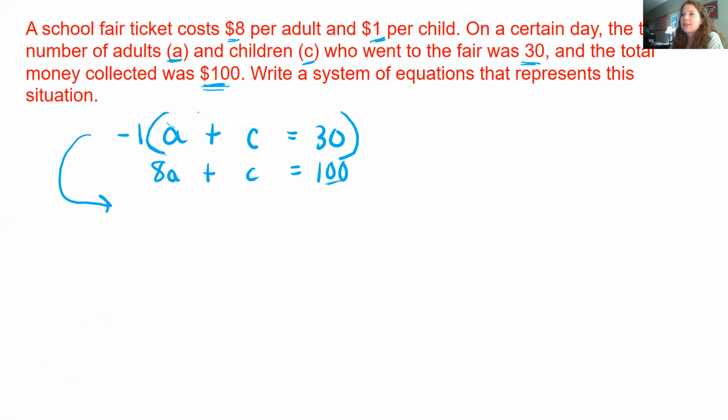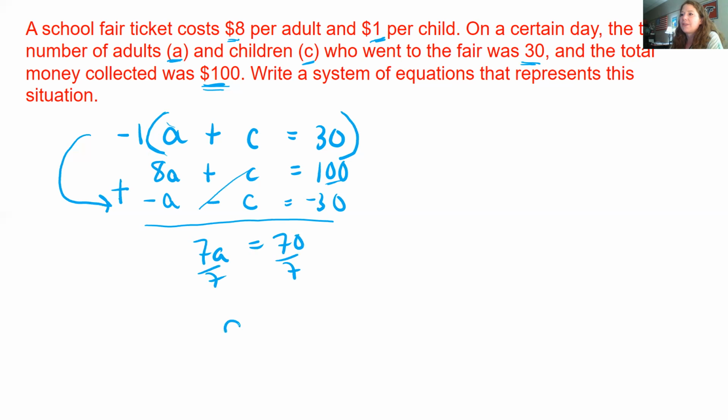I'm going to multiply every single term by -1. So -1 times A is -1A. -1 times C is -1C. And -1 times 30 is -30. So 8A minus 1A is 7A. My C's are gone. And 100 minus 30 is 70. So when I divide by 7, I get that there were 10 adult tickets. 10 adult tickets. So of these 30 tickets, if 10 of them were adult tickets, that means 20 of them had to be children's tickets.